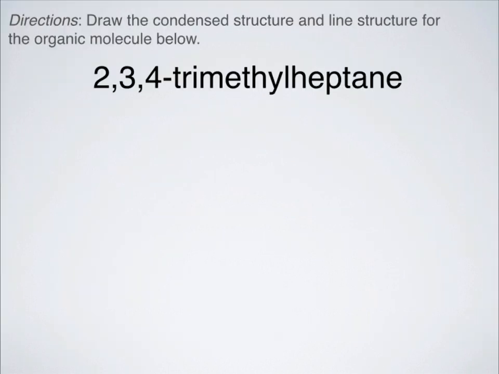So what we're going to do is we're going to draw the condensed structure, since that's probably the most common one we're going to be seeing, and then we're also going to see if we can draw the line structure. Now remember, the line structures kind of looked like this. They were a little bit, sort of weird. But condensed structure stuff is, again, like I said, the most common, but you might see a line structure too as well, so it's important that we kind of go through all of these. Alright, so we have 2,3,4 trimethyl heptane.